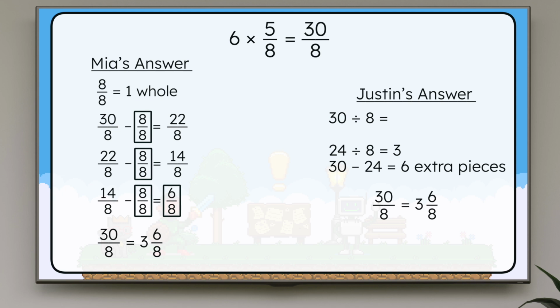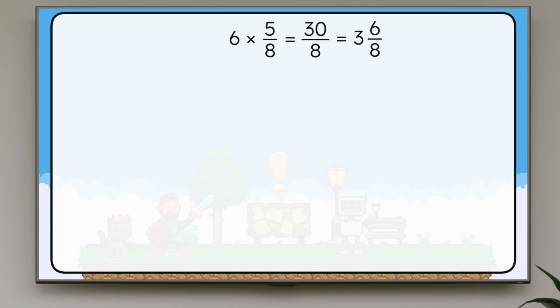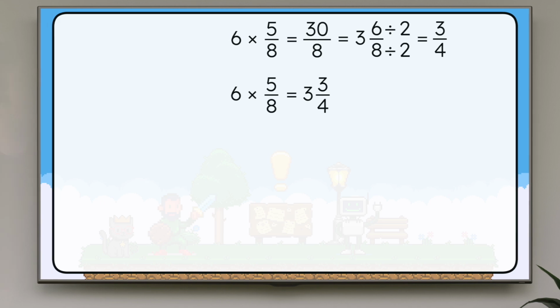30/8 can be converted to the mixed number 3 and 6/8. Is 6/8 in simplest form? Not yet. 6 and 8 are both even and therefore are both divisible by 2. 6 divided by 2 equals 3, and 8 divided by 2 equals 4. So 6 times 5/8 equals 3 and 3/4 in simplest form. All right, we did it!